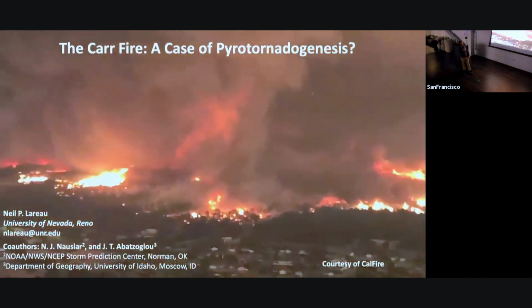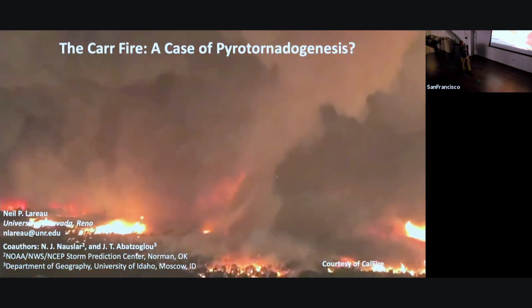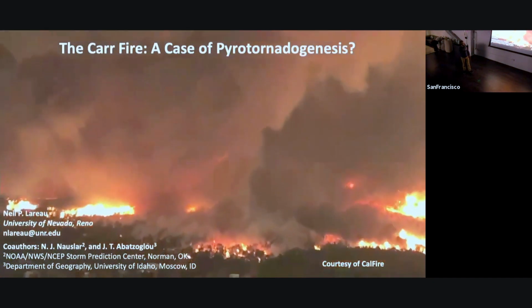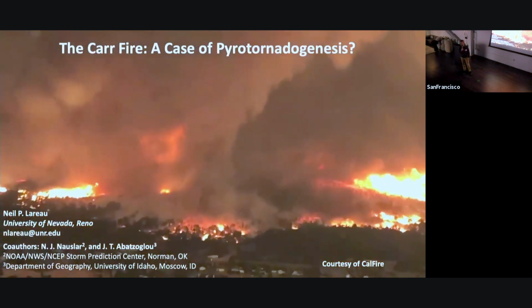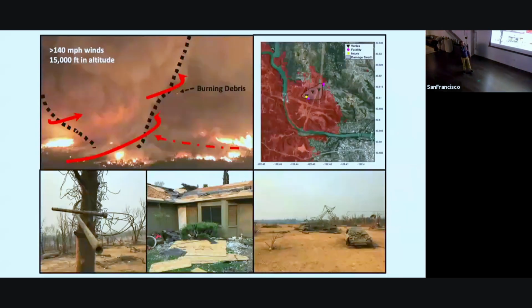This occurred in Redding, California in the summer of 2018. And you can see the enormous intensity in here of the combustion at the base and the flaming gases shooting upward through this violently rotating column. It produced winds in excess of 140 miles an hour at the surface, extended to an altitude greater than 15,000 feet. And you can see some of the massive devastation that it did here, including, unfortunately, a number of fatalities.